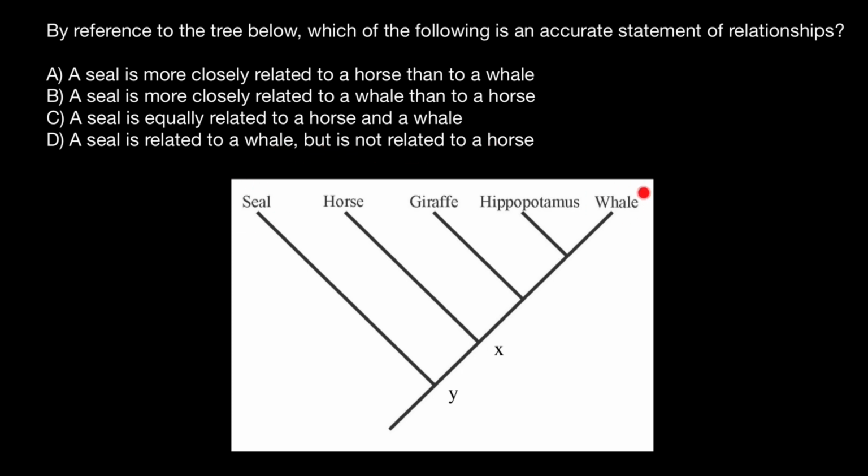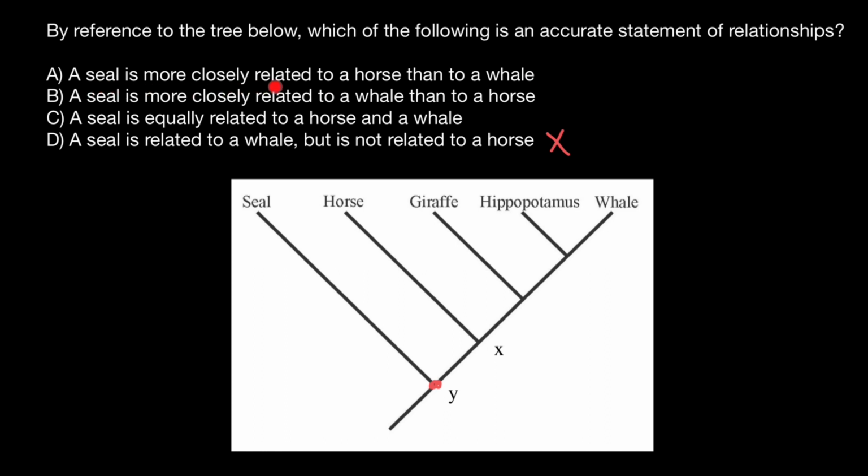Seal, whale, horse. At some point in time, which is point Y, all these taxa had a common ancestor, so they are related. So all these taxa shown here are related. So this is a false statement. Now let's check the other statements.